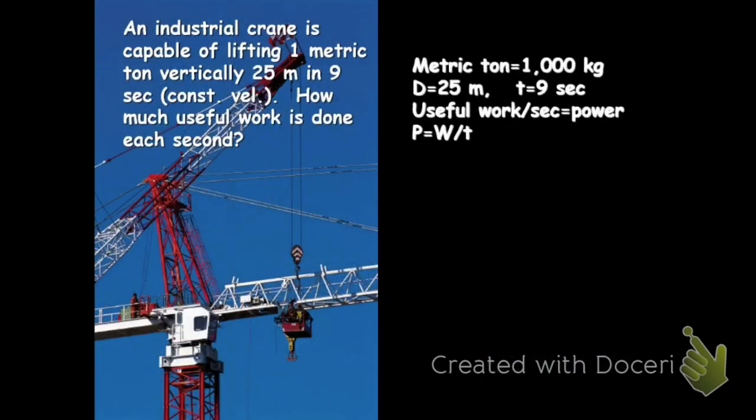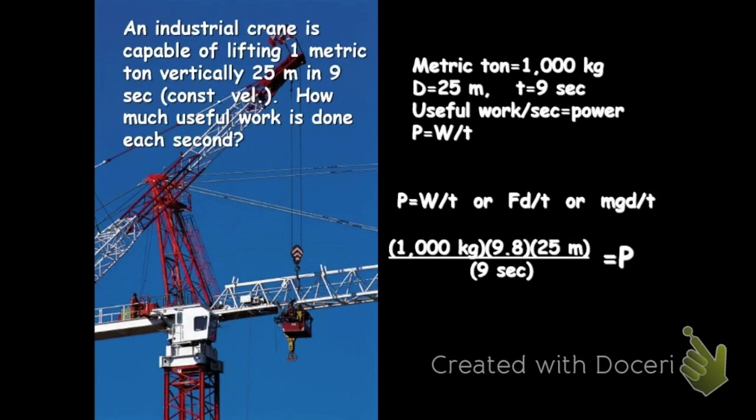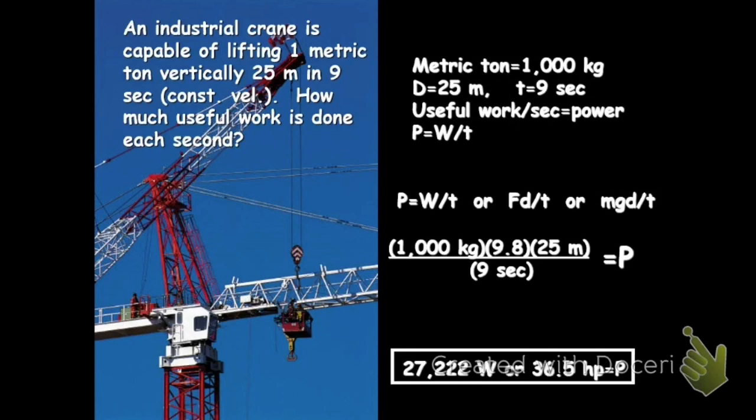So here's a sample problem. If a crane is capable of lifting a metric ton, which is 1,000 kilograms, vertically 25 meters in 9 seconds, how much useful work is done? So we're simply going to figure out force times distance over time, and our force is going to be our metric ton times gravity, and we can solve for power. And then we can also convert that from power in watts to horsepower.